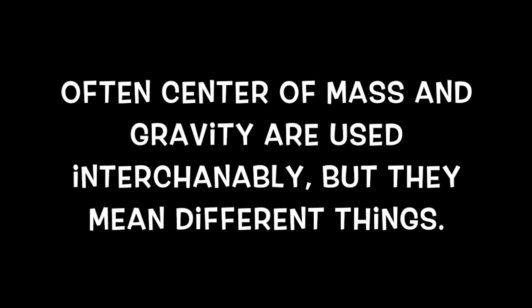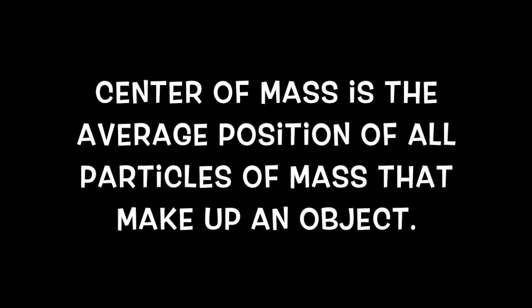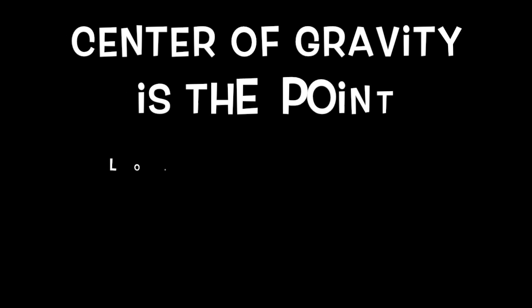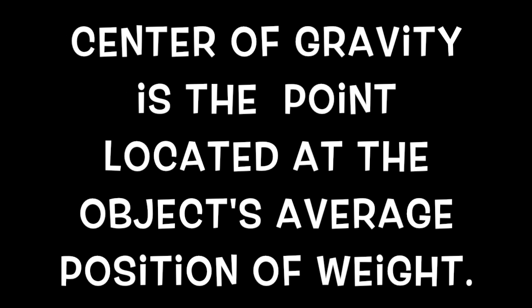Often the center of mass and gravity are used interchangeably, but they mean different things. Center of mass is the average position of all particles of mass that make up an object. The center of gravity is the point located at the object's average position of weight. Most of the time, these points are in the exact same location.